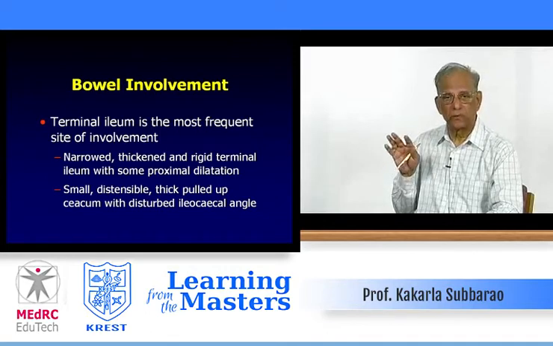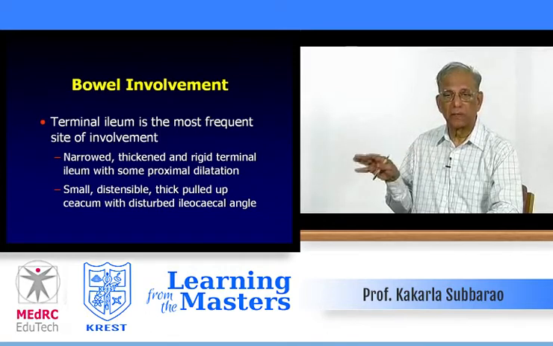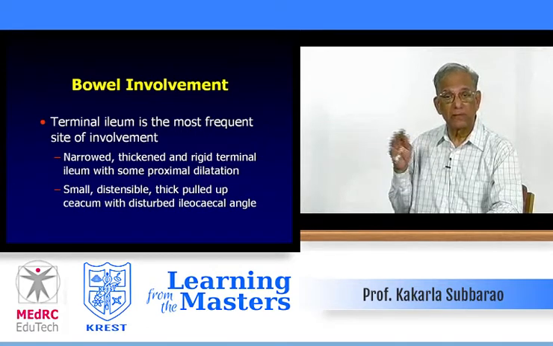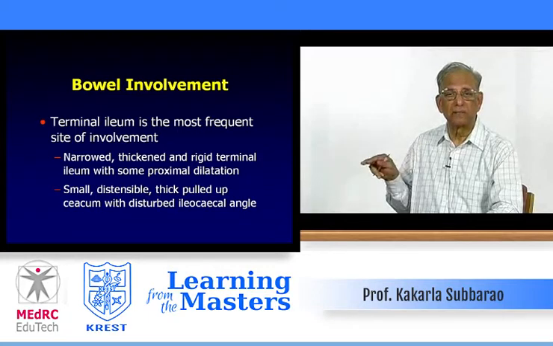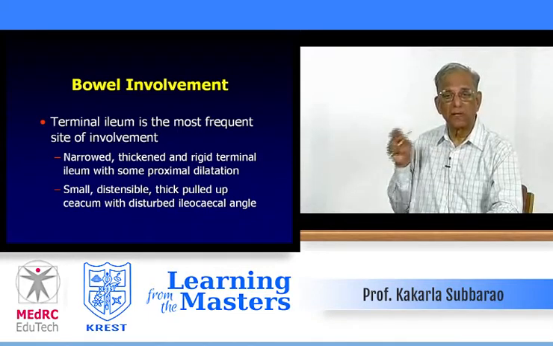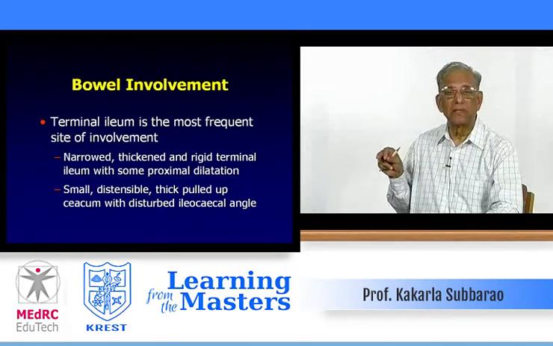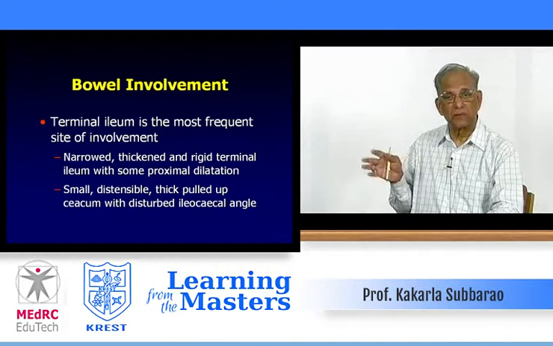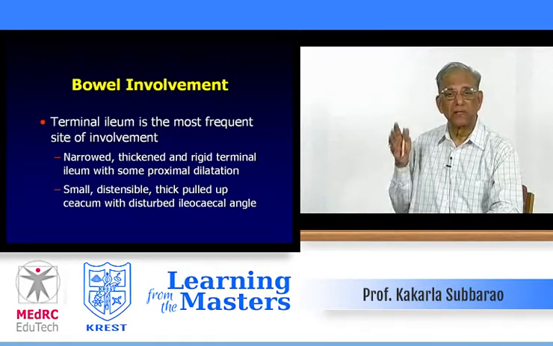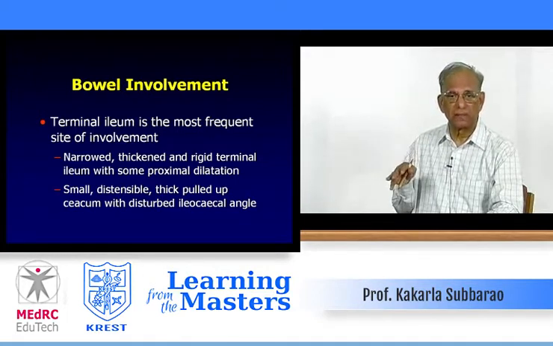Ileocecal tuberculosis is the most common. That's how it expresses. But then in our country, amoebiasis is also common. But amoebiasis rarely involves the distal ileum. It involves the cecum and ascending colon, maybe the rest of the colon, but rarely involves the distal loop of ileum. That's how you differentiate tuberculosis from amoebiasis. Crohn's disease is difficult because it involves the ileum as well as the cecum.